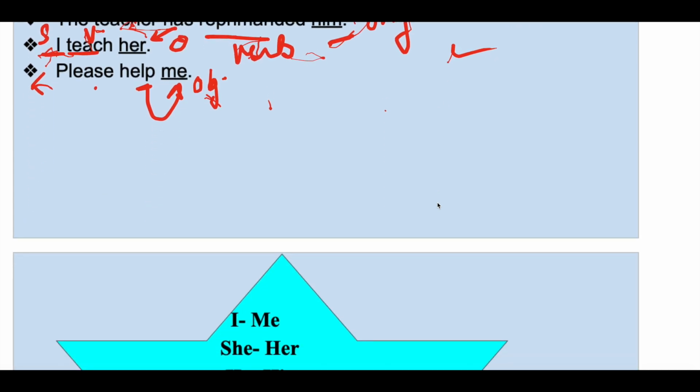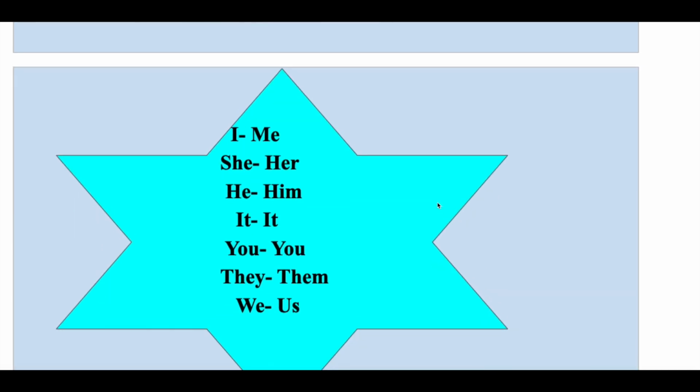Okay. Now let's understand how the pronoun changes in the subjective case and the objective case. So the left hand side is the subjective and the right hand side is the objective. So when pronoun I is used in the subjective case, it is I. When it becomes an object, it becomes me.